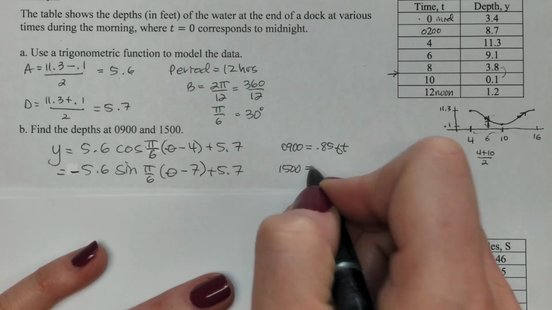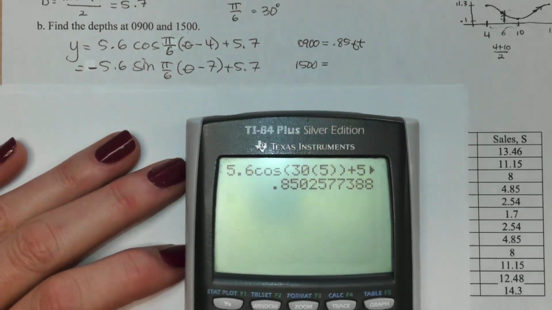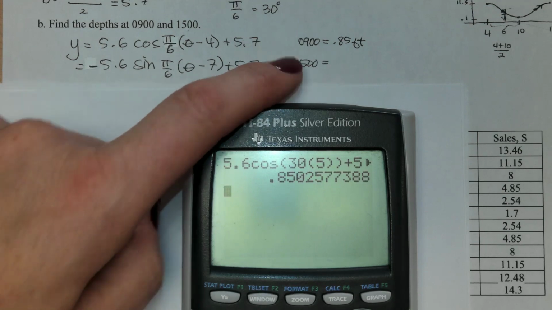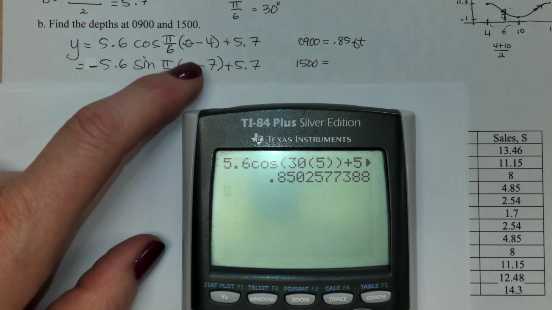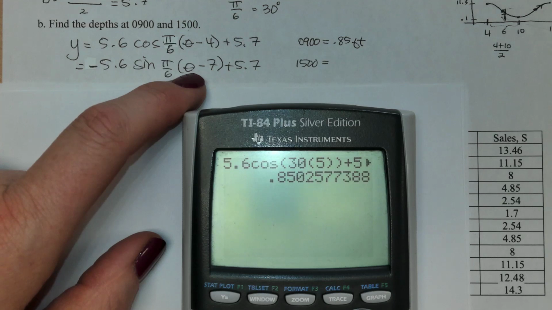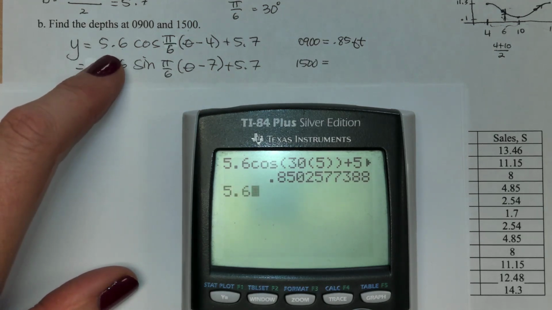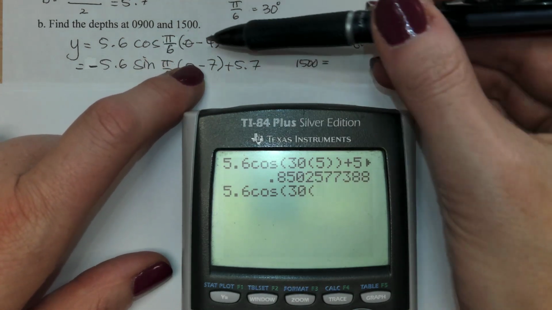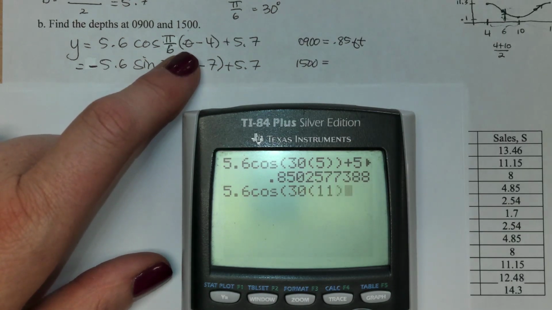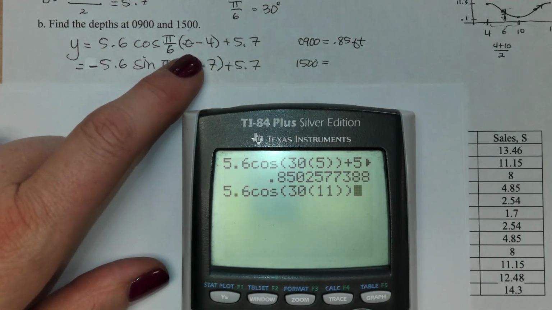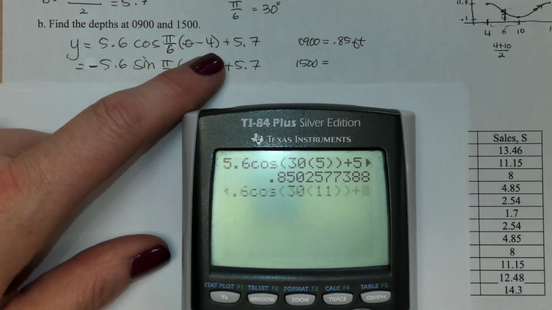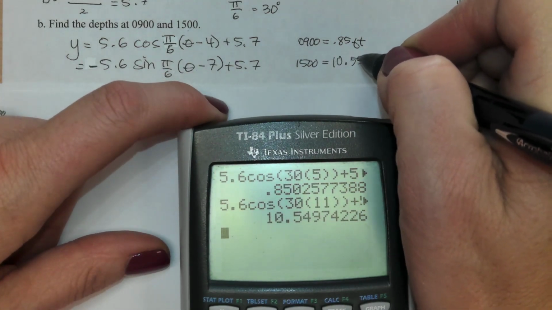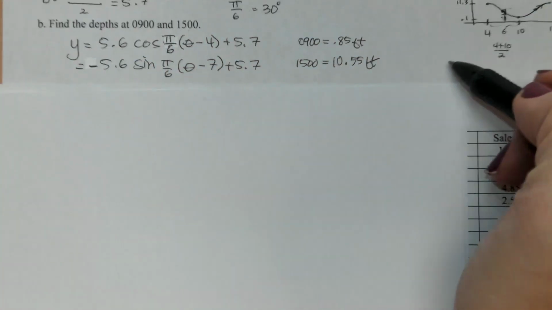At 1500, we're going to be plugging in a 15 now. So I'm going to use all the same equation. I'm going to do the same thing. I'm just going to plug in a 15 where the theta is, or that's your variable. So I'm going to do 5.6 cos, still 30. And here's where I'm going to put a 15 minus 4, so that would be 11. Sorry, I think I was pointing to this one earlier. I'm just sticking with this top equation. And then plus 5.7. So we end up with about 10.55 feet.